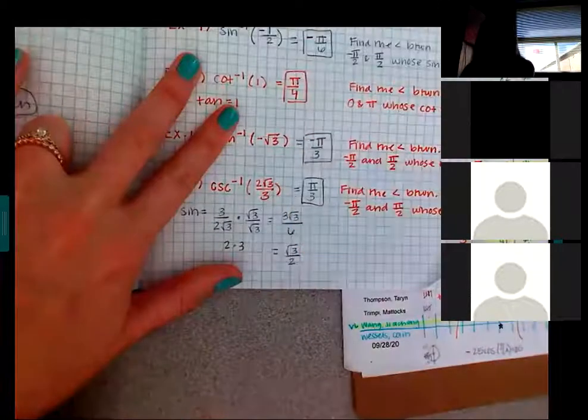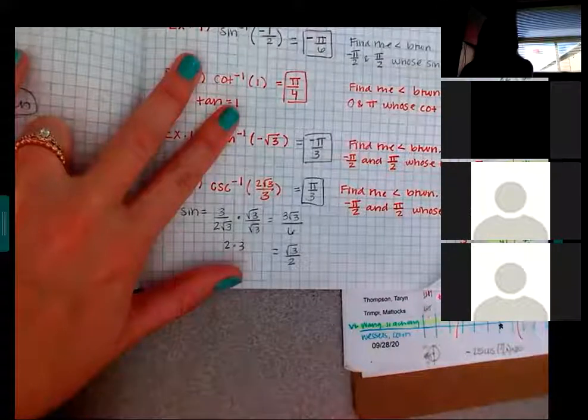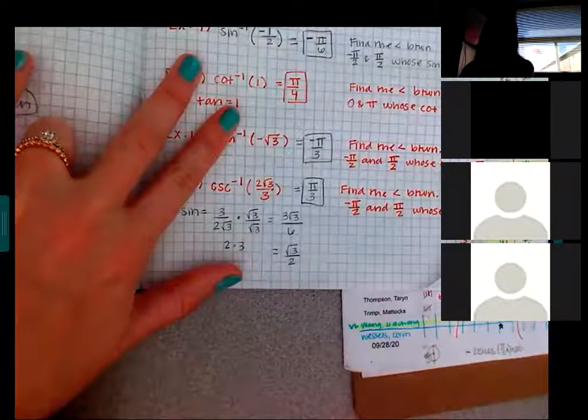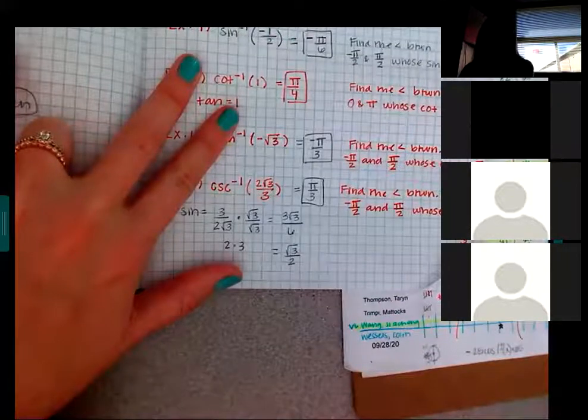Do we feel like we could do ones like that on your homework? Because you do have a couple. Majority of them are sines, cosines, tangents. I did give you 2 secants and 2 cosecants. Okay? All right, my in-class people.